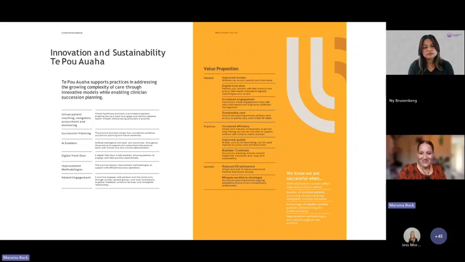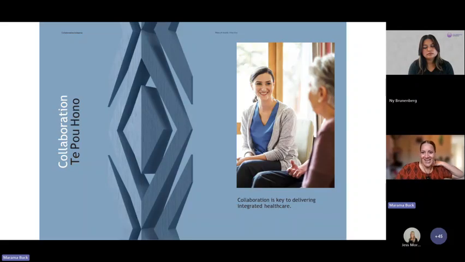Ka pai, I'm going to skip straight to collaboration. So this Pou, we actually started off by calling it strategic partnerships. Engari, what we know is that on the ground, in the practice, collaboration could have a really powerful impact on the care that you deliver. So we're not talking about collaboration as a buzzword here. We're referring to it as a real engine of equity.